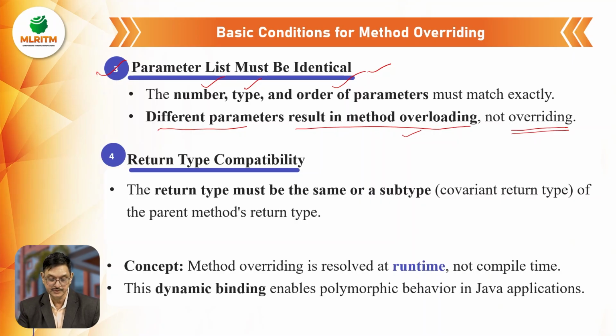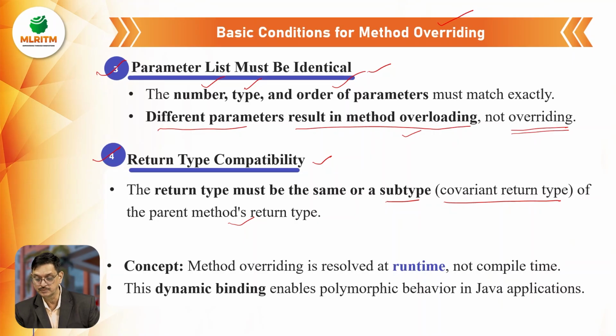The fourth necessary condition is return type compatibility. The return type must be the same or a subtype of the parent method's return type. Be careful. One method can't return an integer data type while the other returns a character data type. Both must be either the same or a subtype. That means covariant return type. If and only if these four conditions exist, then only we can perform method overriding. Otherwise, it becomes method overloading.